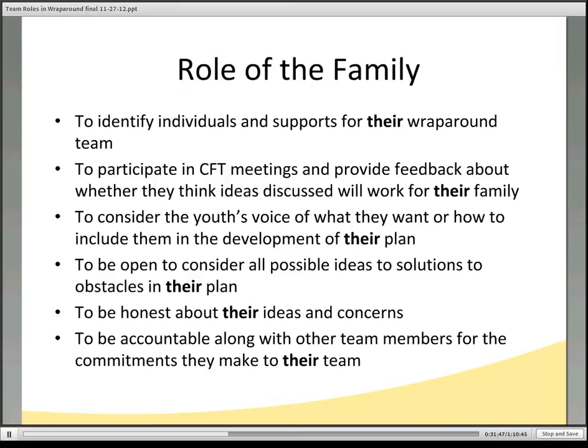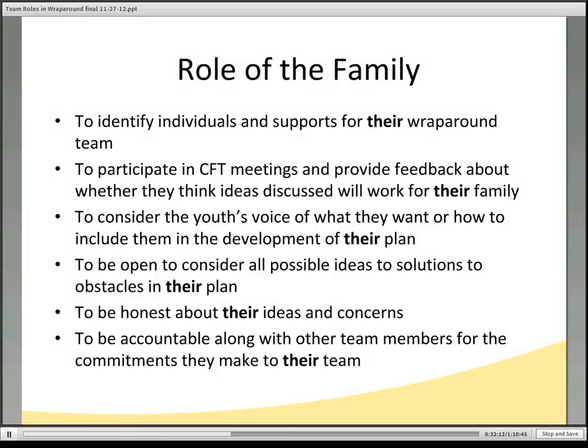Only the family or the parent and youth have that knowledge, and you really want them to be able to identify those individuals and support to be part of the team. You want them to participate in the child and family team and provide feedback about whether they think ideas that were discussed will work for them. This is often really, really hard to do for families.